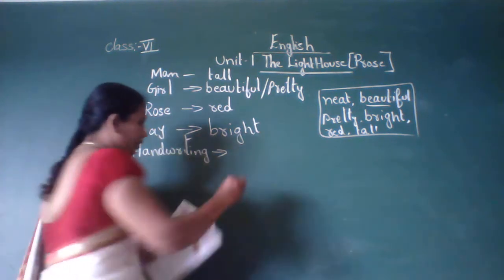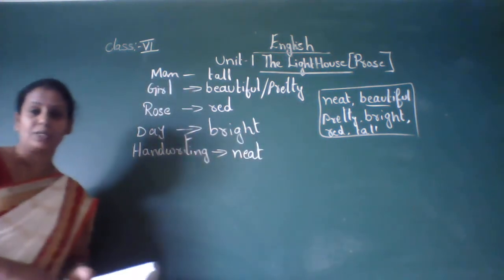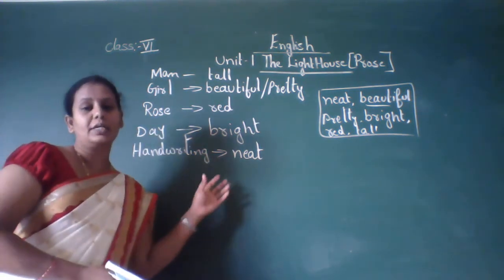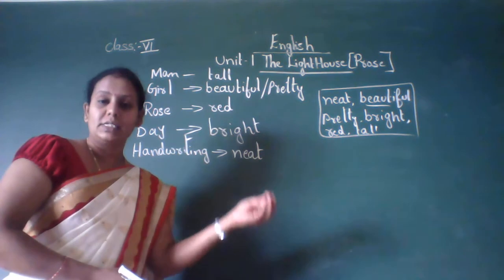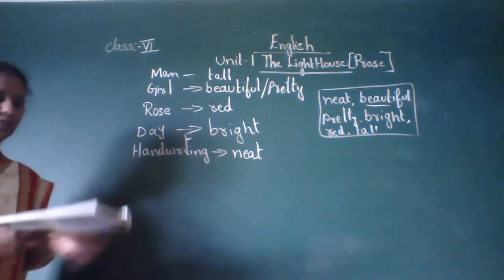Next, handwriting. Neat, isn't it? Her handwriting is very neat or very pretty, you can say. So handwriting is neat. Her handwriting or his handwriting is neat, good. Okay, like this you always have to describe.